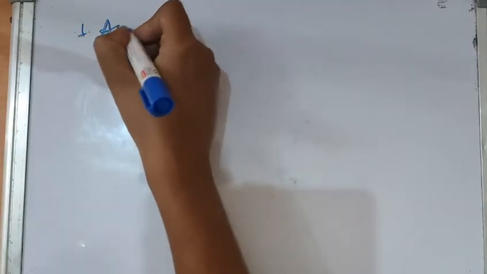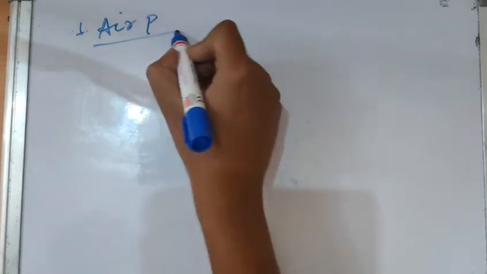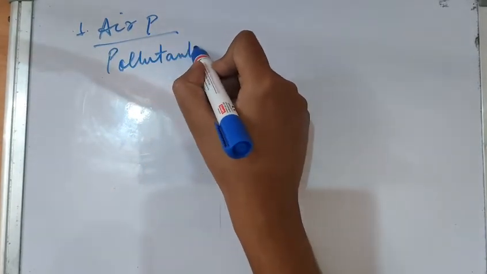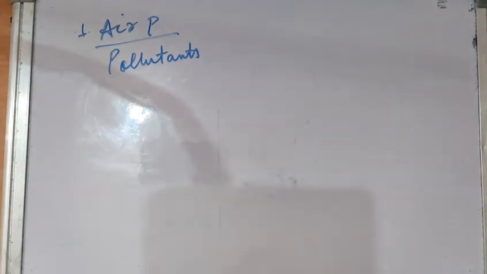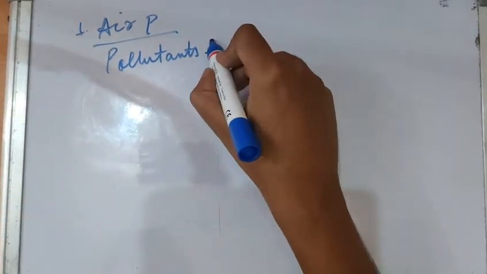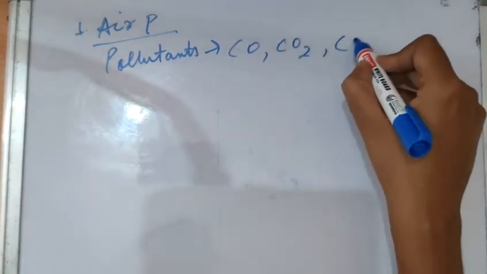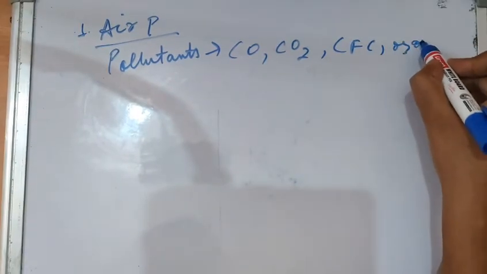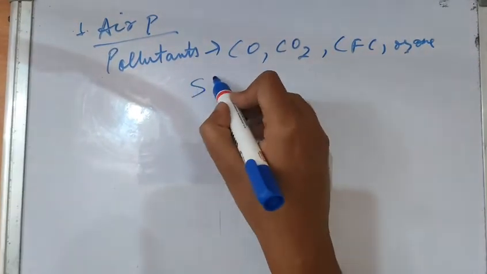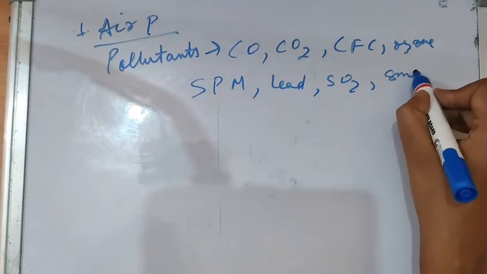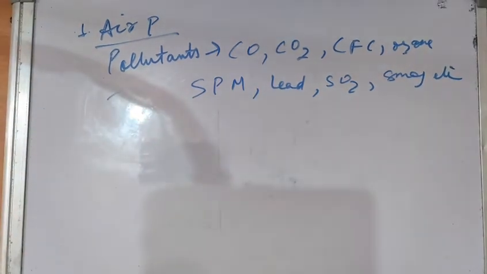So first of all, we have got air pollution. And what are the major pollutants? Pollutants are those things that cause pollution. So what are the major pollutants of air pollution? That is CO, CO2, CFC, ozone, suspended particulate matter, lead, SO2, smog, etc. These are the major pollutants of air pollution.